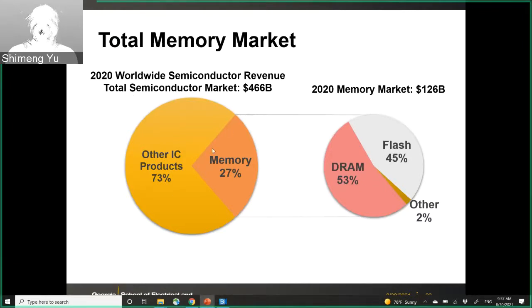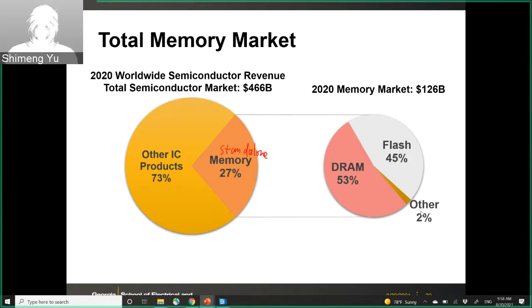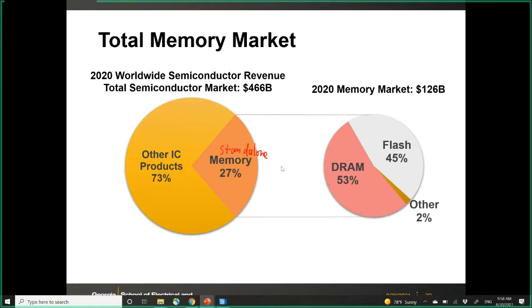But if you break that down into memory, here memory really means standalone memory. Standalone memory means DRAM and NAND flash, or maybe some NOR flash. So here we have some others. Basically, standalone memory occupies about 27%, that's about 126 billion. And within this 126 billion, it's roughly half and half DRAM and NAND flash. So you see how big the market is.